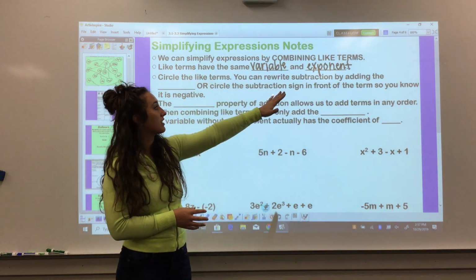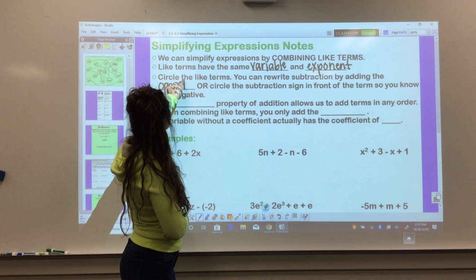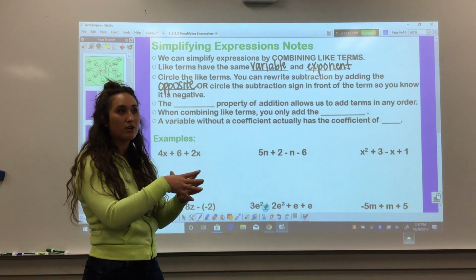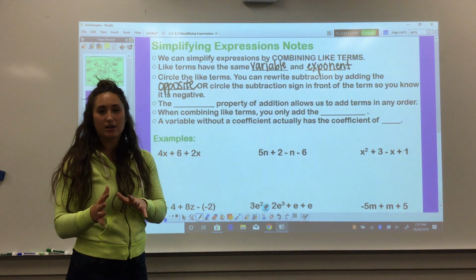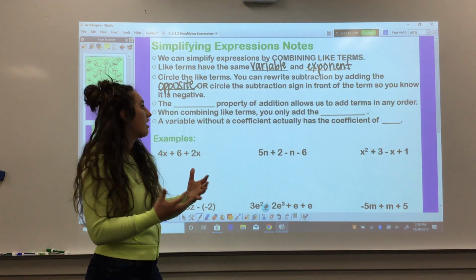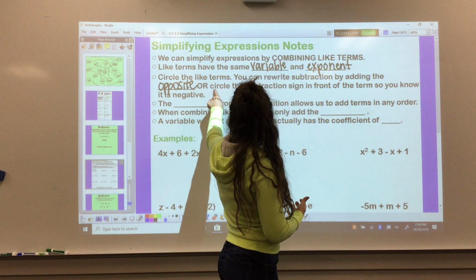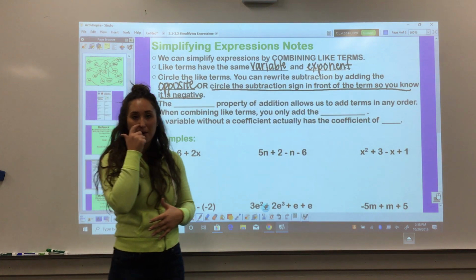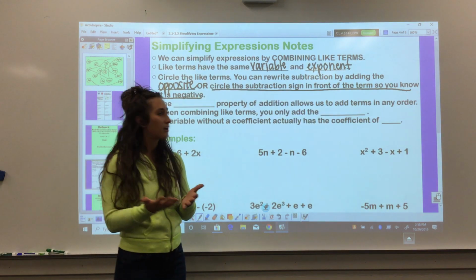We know that we can always rewrite subtraction by adding the opposite. Okay, that's a rule from last unit. We can always rewrite subtraction by adding the opposite of whatever we were subtracting. Or we can kind of do a shortcut and just circle the subtraction sign in front of the term so that we know it's negative. I'll show you both ways, but I'm actually going to stick with this method. Rather than rewriting the whole problem, I'm just gonna circle the negative sign or the plus sign in front of it so I know that the term is positive or negative.